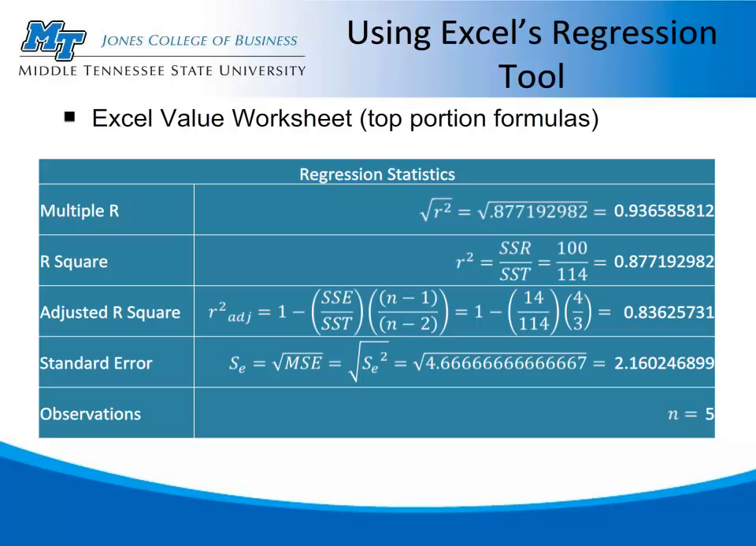Standard error, this one's actually referred to as the standard error of the estimate. All you have to do is to take the square root of the error variance, which is also MSE. But you take that square root and it's about 2.16. Now what this number represents, it's the typical error that you expect to make when you do a prediction. When we try to take the number of ads and predict the number of cars sold, we expect to be off about 2.16 cars. And then observations, that's just your sample size.